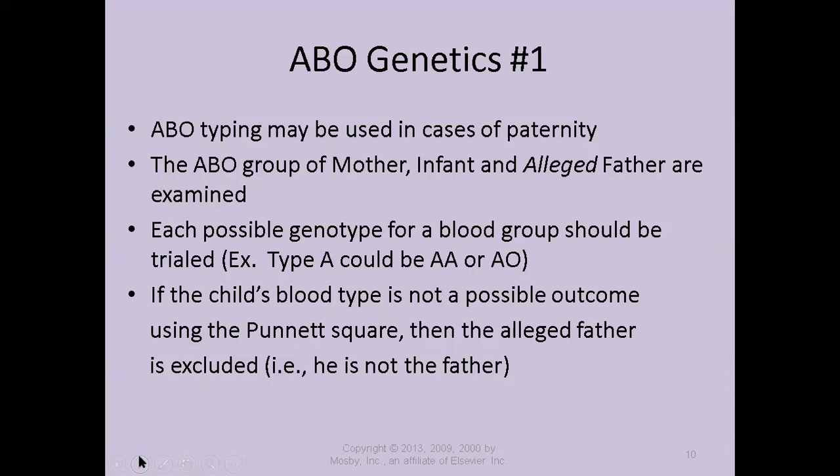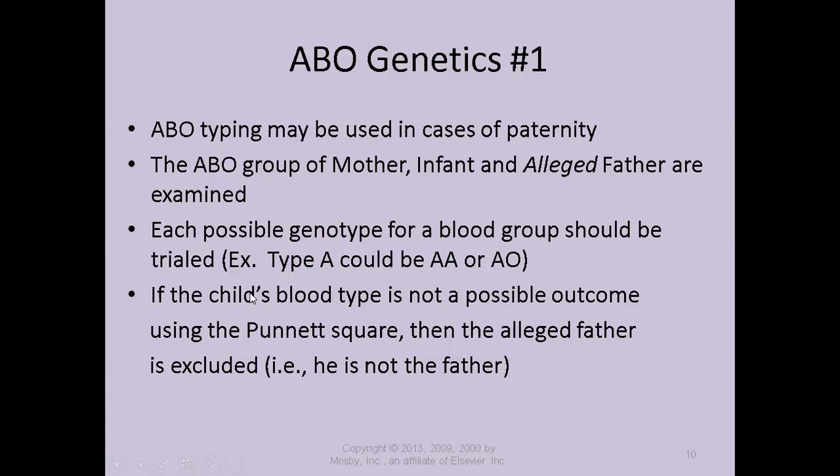When we're doing this crossing with the Punnett squares, we have to trial each possible genotype for blood groups that may have more than one. So what does this mean? Let's say the alleged father in this case is type A. When we do the Punnett square for him along with the mother, we have to trial him as both AA and AO, because someone who's type A could have either one of these two genotypes, and we don't necessarily know which one this person is, so we'd have to run it both ways.